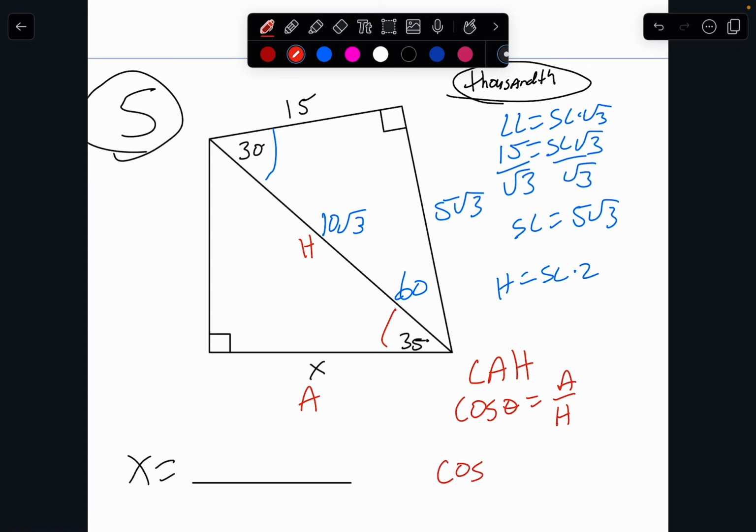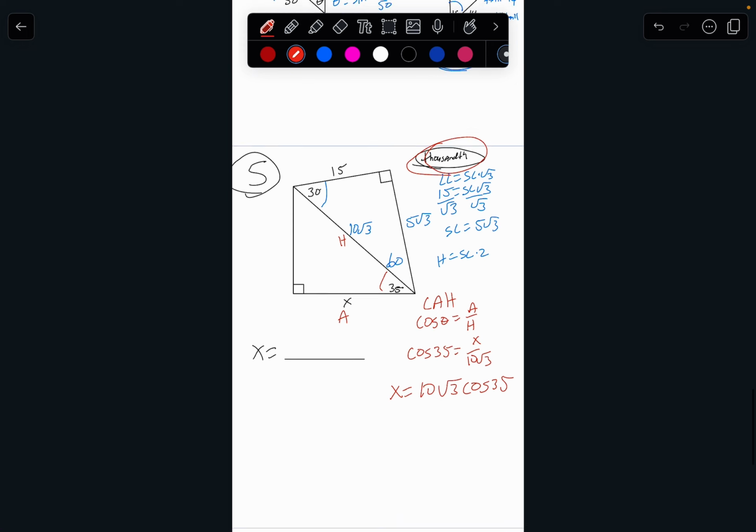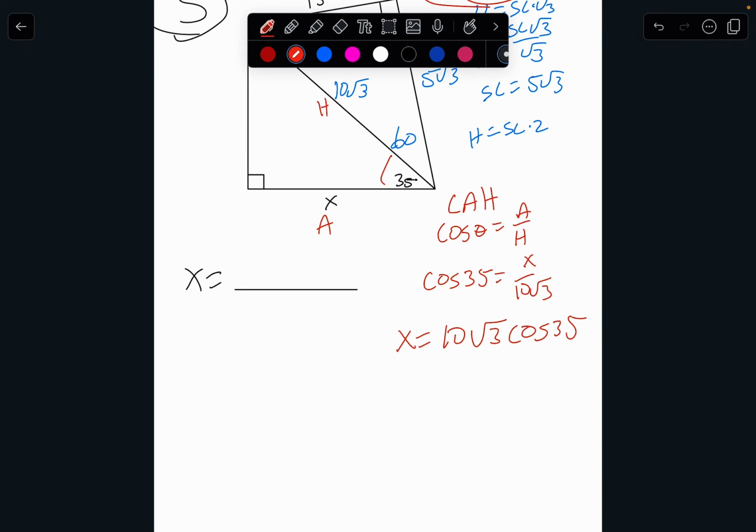So this would be the cosine of 35 equals adjacent x over hypotenuse 10 root 3. If x is up high, all you've got to do is multiply. So 10 root 3 times the cosine of 35. And it didn't give us thousandths, so I'm going to type this in and round to the nearest thousandths. 10 root 3 times the cosine of 35. Nearest thousandths will be 14.188.